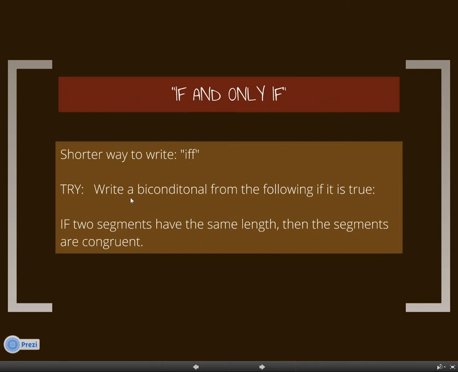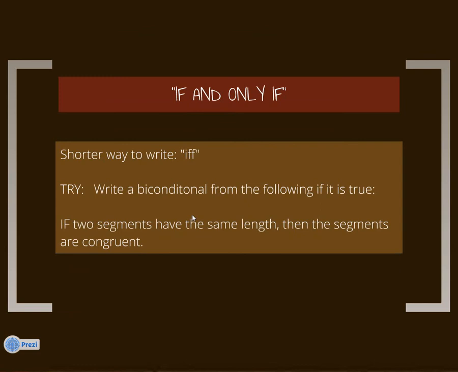So what I want you to do is write a biconditional from the following if it is true. You're going to have to write its converse first and then decide if its conditional is true and its converse is true, then drop your if and replace the then with if and only if. So I want you to try this right now and come in with your notes on Monday.